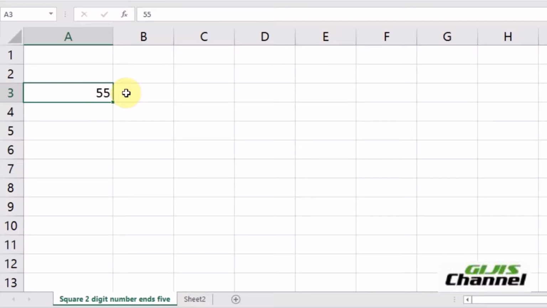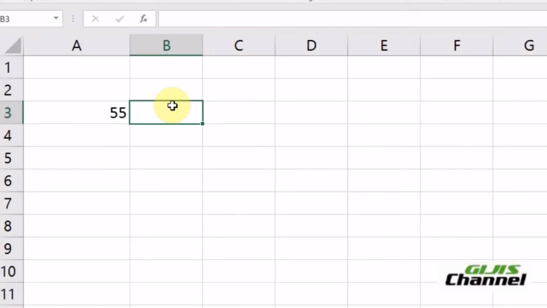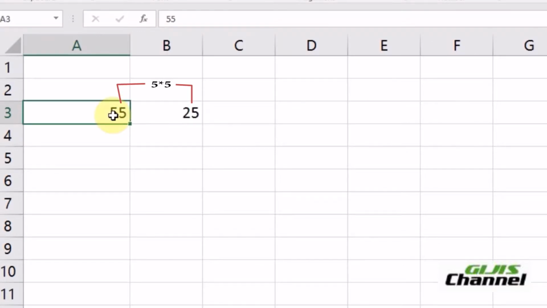So the first thing you need to do is multiply the number on the right side by itself. The right side number is 5, so multiply it by itself. 5 times 5 is 25. So what is the next thing you need to do? The next thing is, again, the number on the left side, that is another 5, multiply by itself. 5 times 5 is 25.